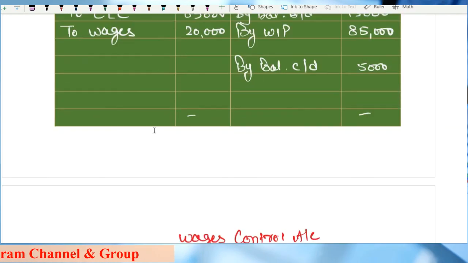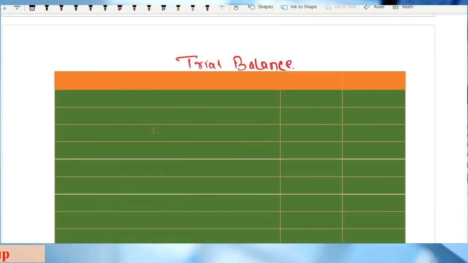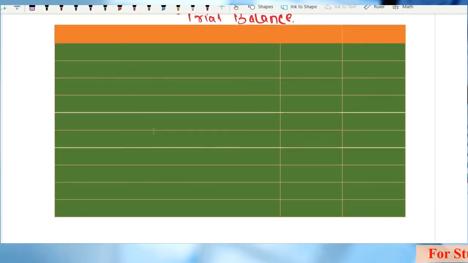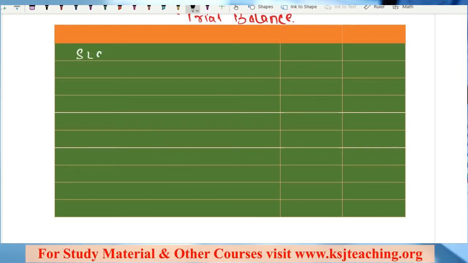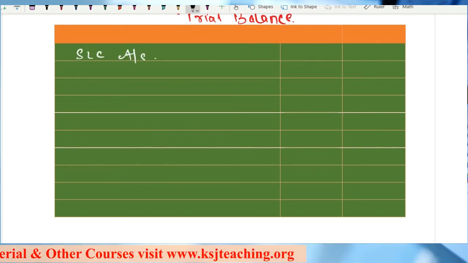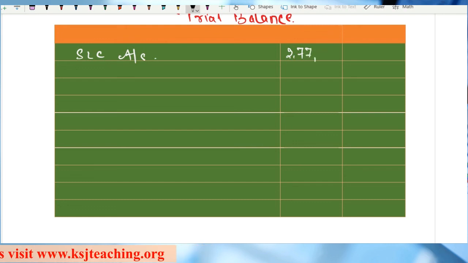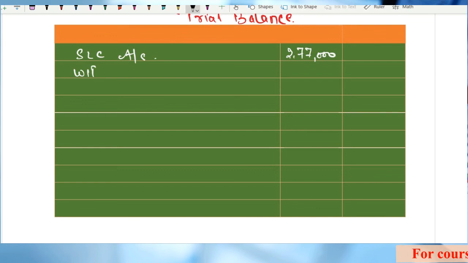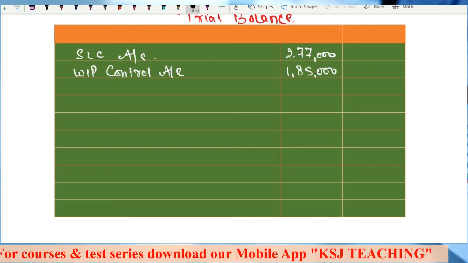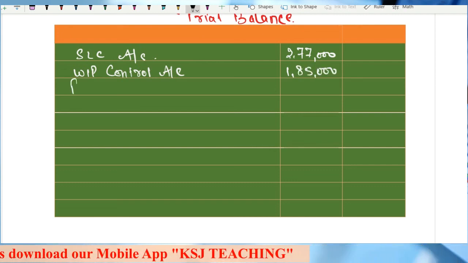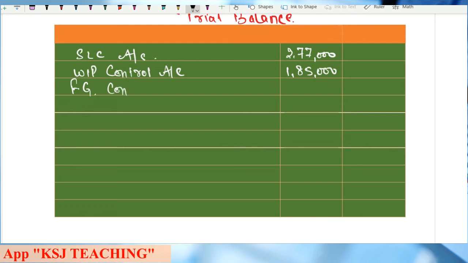Now what is left is the trial balance. So in the trial balance, you will write down all the balances, sir. The carry forward balances, all the balances that we have carried forward. So you have to write it down, right? So the first account is SLC account. That is stores ledger control account. The balance was 2,77,000, right? Then we have WIP control account. The balance is 1,85,000, right? Then you have finished goods control account, FG control account.